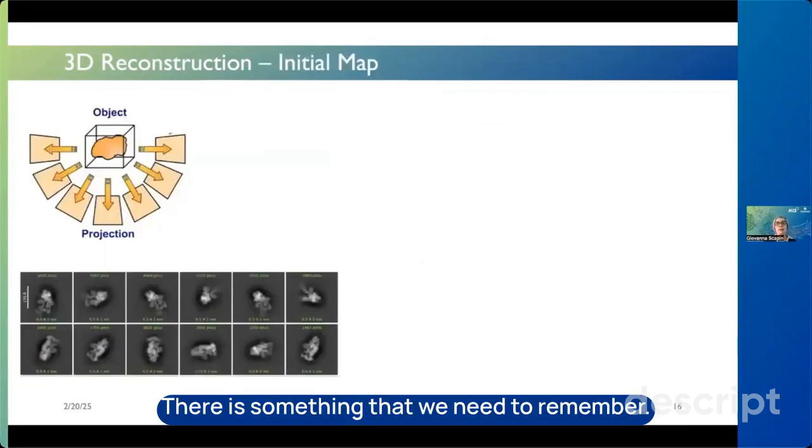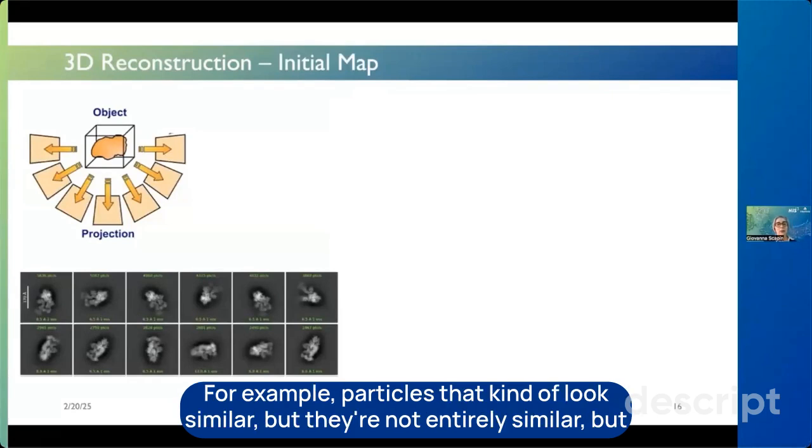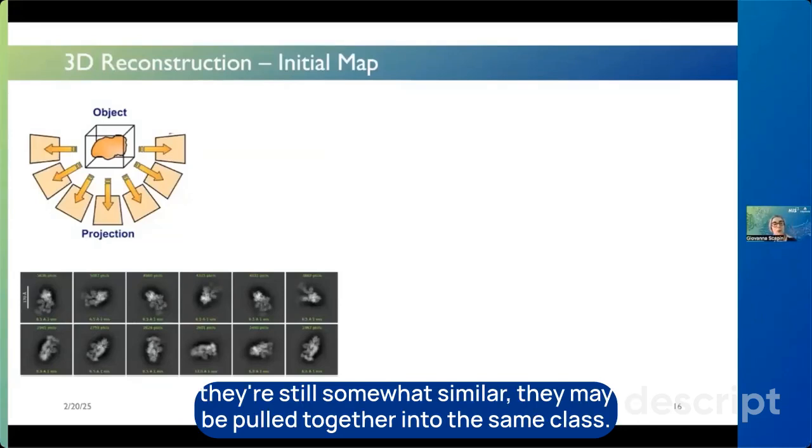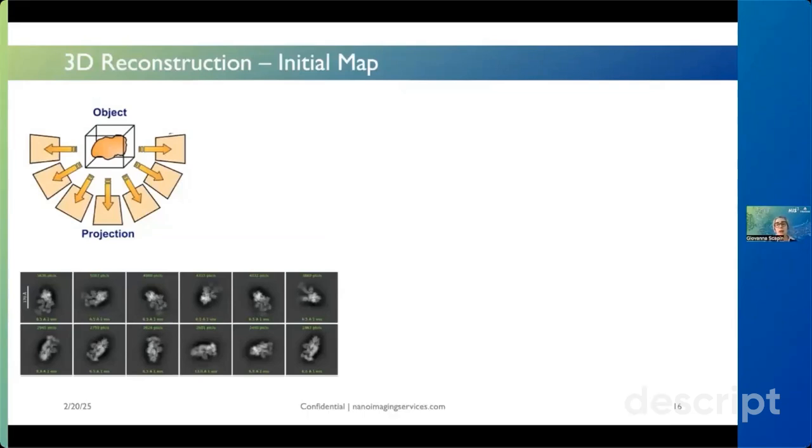There is something that we need to remember. This is not a perfect world, and mistakes are made and errors are intrinsic in our workflow. For example, particles that look similar, but are not entirely similar, may be pulled together into the same class. And so the same class will have some errors that then get transferred into the reciprocal space.